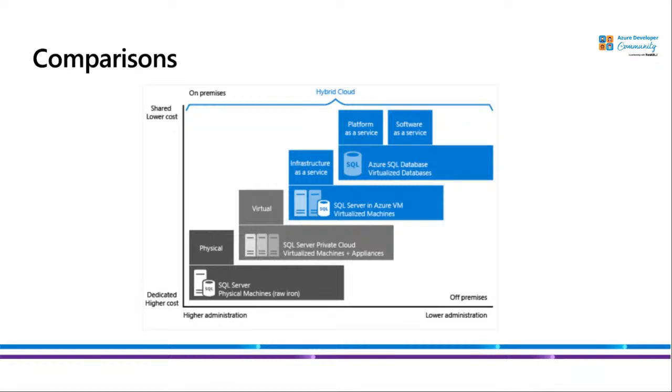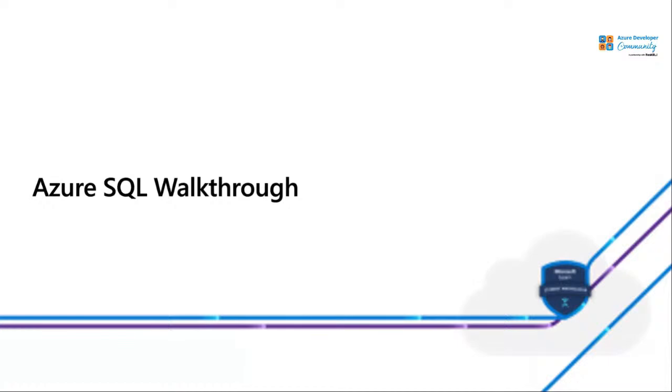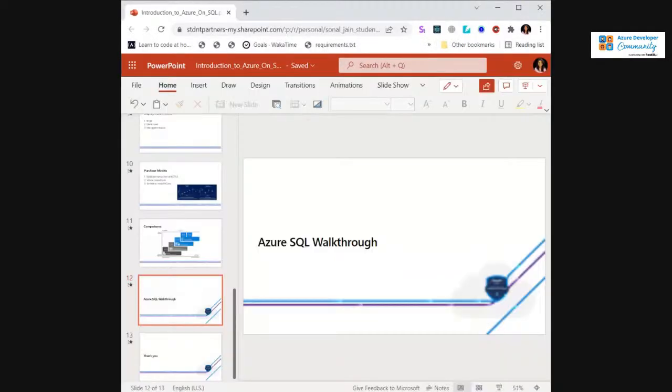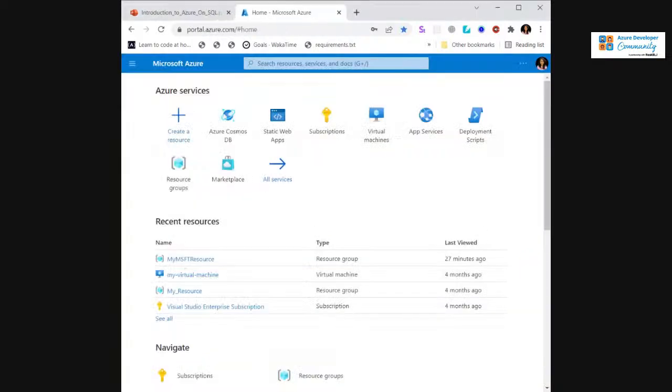Also, SQL Server has various options running on PaaS or SaaS, and we can have multiple options and service tiers with each option. The key question to ask is what we need to choose, either PaaS or infrastructure as a service, and whether we want to manage the database, take backups, or delegate those things. So we can move to the Azure SQL walkthrough and see how we can create the SQL Server.